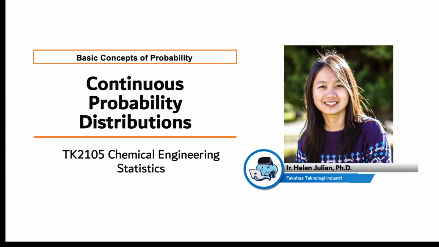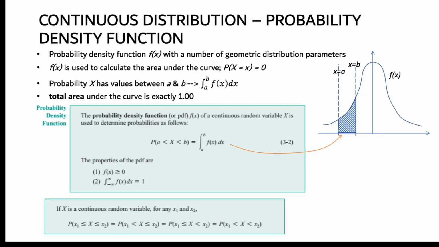Now that we have become acquainted with discrete probability distributions, in this segment we will briefly review the continuous probability distributions, which for the record you will encounter more in chemical engineering. The continuous probability distributions are often expressed by means of a probability density function or PDF. Probability is expressed by a number of geometric distribution parameters. The sketch on the right depicts a probability density function.